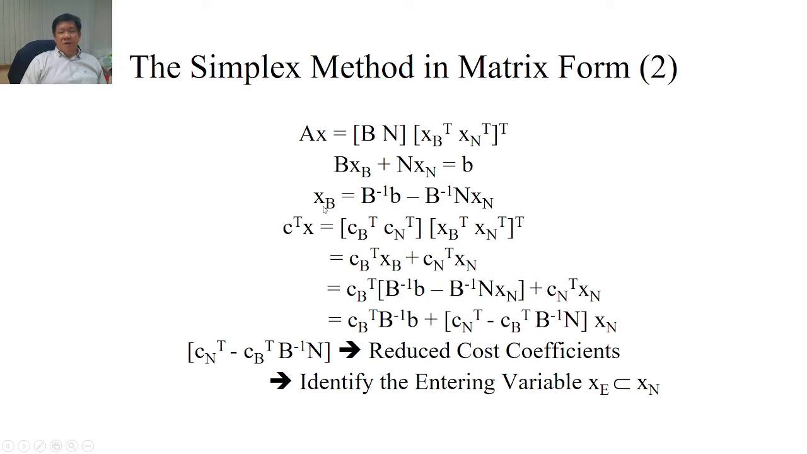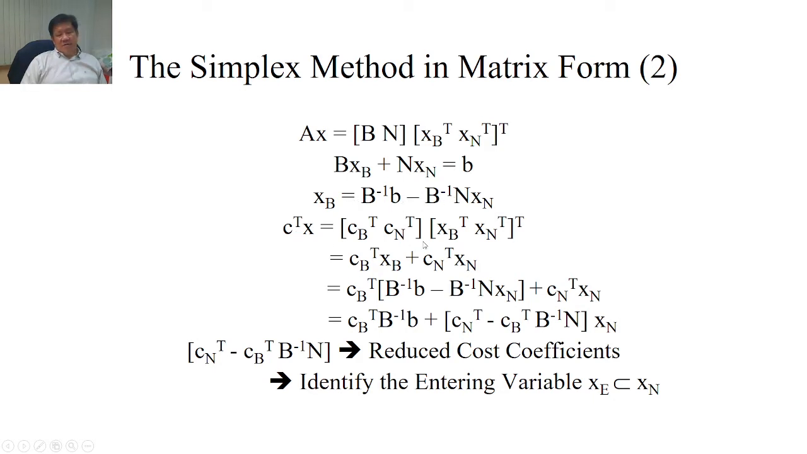Okay, therefore x sub b is equal to b inverse b. Once you multiply b inverse on both sides, this becomes b inverse, and b inverse times b leads you to x sub b, and you get b inverse times n x sub n, and you move it to the right hand side to get this relationship.